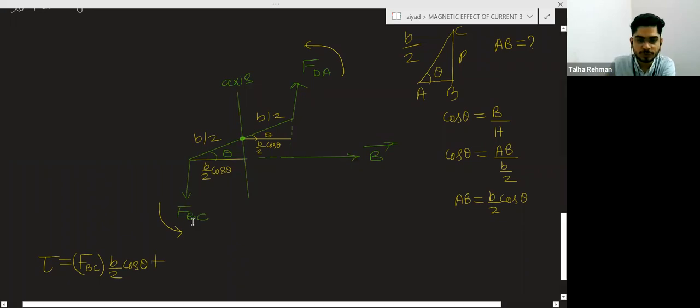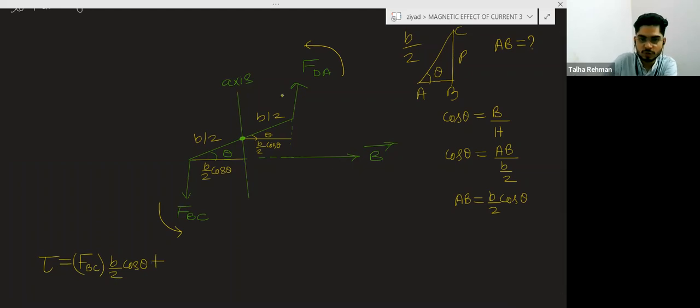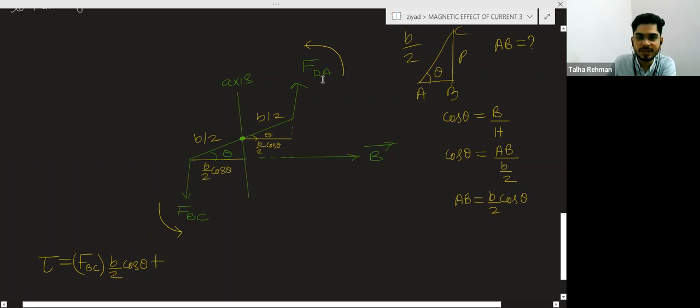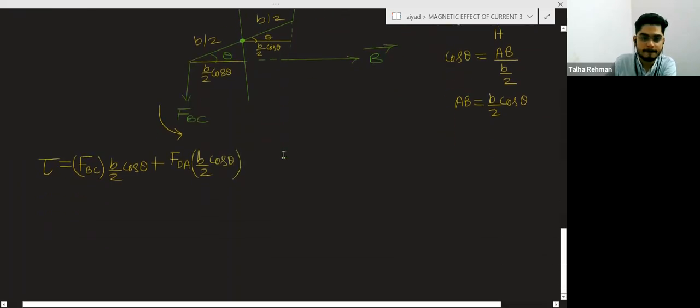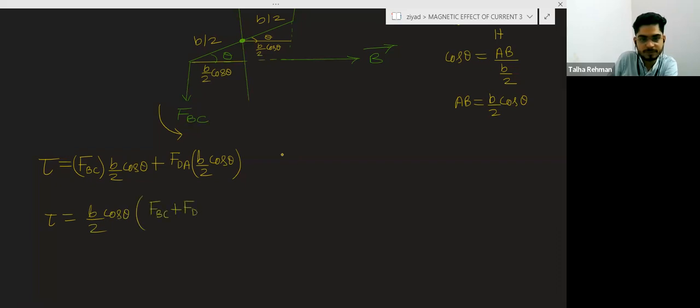Torque due to this force and torque due to this force will be added up, because both the torques are trying to rotate the coil in anti-clockwise direction. So torque due to this force FDA is given by FDA into b by 2 cos theta. Now take b by 2 cos theta common. Here you will have FBC plus FDA.